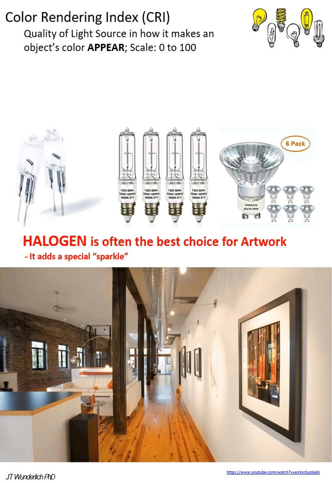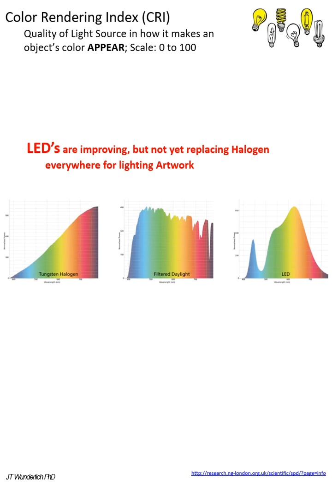So again, halogen is very good for its color rendering, so use it in art exhibits. You can research the different distributions there and see halogen on the bottom left, and filtered daylight, a relatively even distribution, and then what LEDs are getting close to. And there's quite a variety of LEDs that you can get, of different quality.